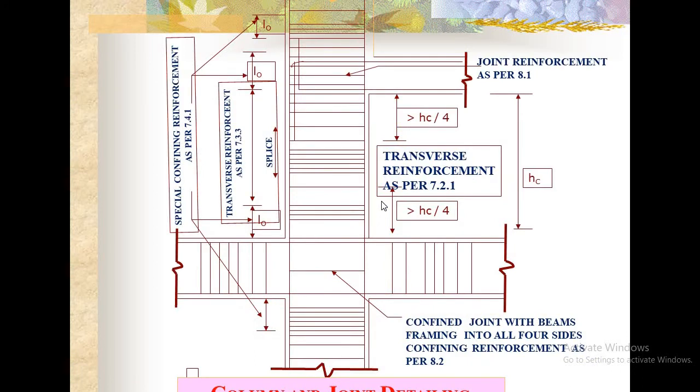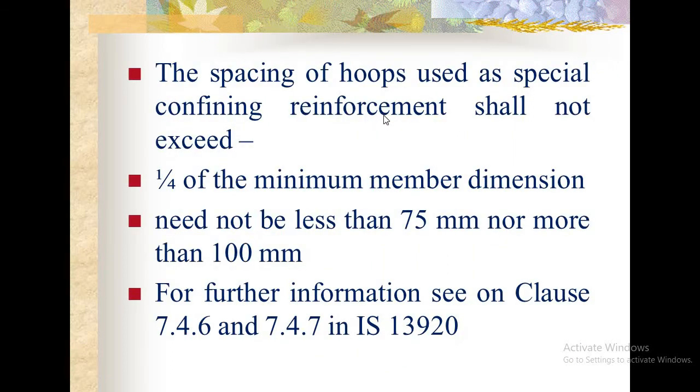This is an example of a column beam joint. Actually, you need to study this drawing in detail; I will explain later. The spacing of hoop used as special confining reinforcement shall not exceed 1/4 of the minimum member dimension, and need not be less than 75 mm nor more than 100 mm. For further information, you can see clauses 7.4.6, 7.4.7 in IS 13920.